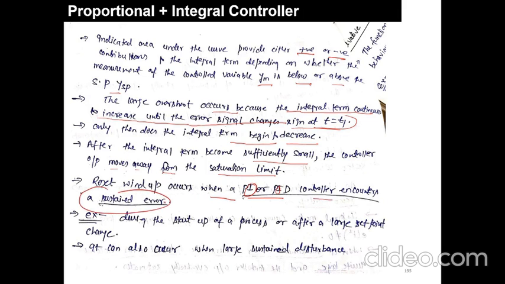It will always remember this term, a point to remember. Whenever sustained error comes, the PI, the integral or the PID controller, reset windup comes into the picture. During the startup of a process or after a large set point change, sustained error comes. Sustained error generally occurs at the time of a startup, or when the process is going to end.